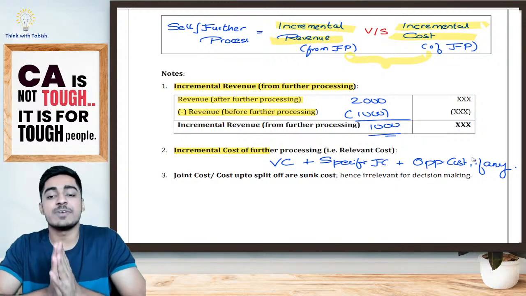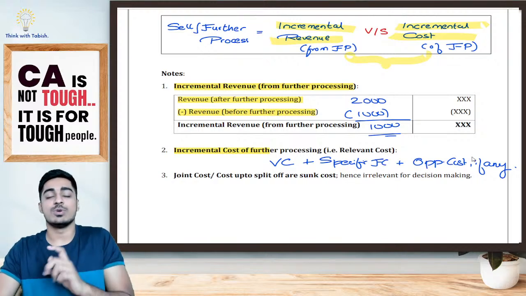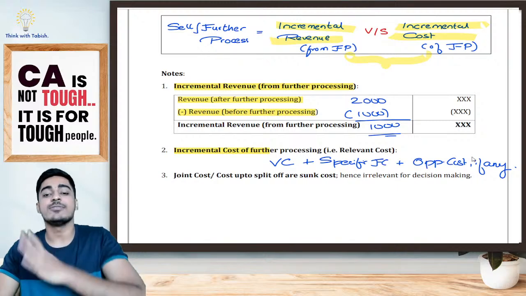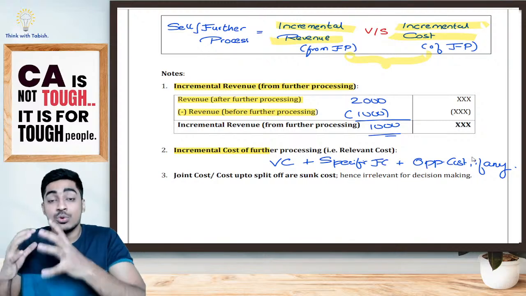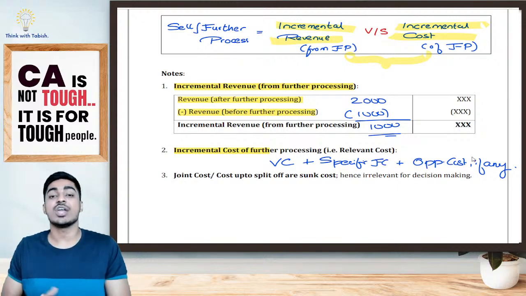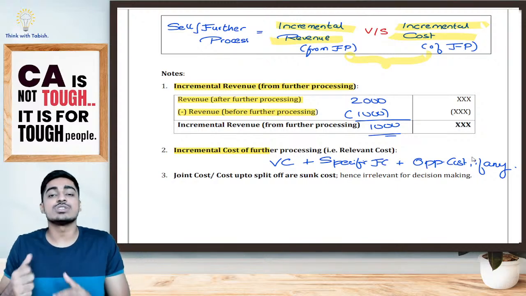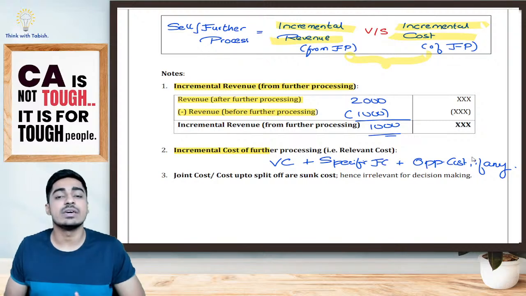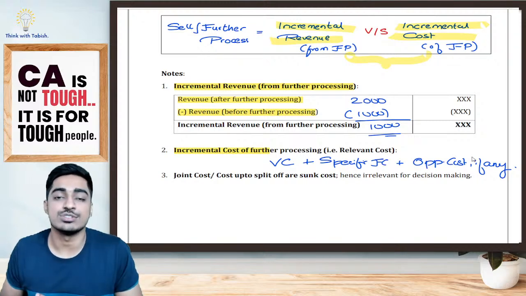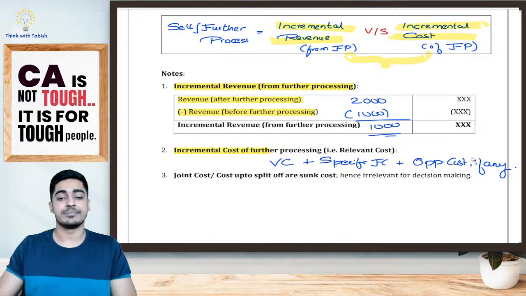To manufacture a shirt, variable cost: we want thread, we want labor, for them we are paying the variable cost. Specific fixed cost: additionally, we are buying a new machine only for manufacturing a shirt. And opportunity cost: suppose there was a shortage of labor, so the employees who are manufacturing some other product, we call them here. So whatever is the opportunity cost, that should also be included.